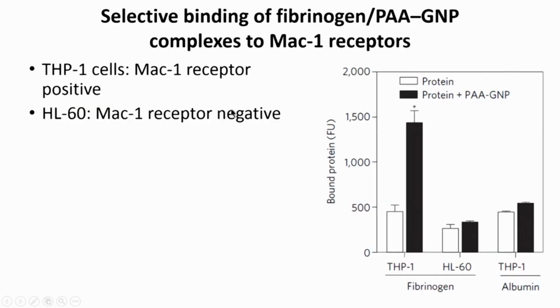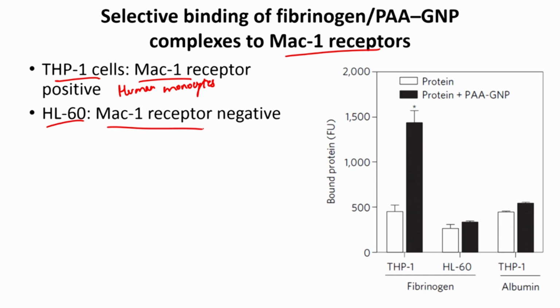Then they have shown that this fibrinogen has selective binding for your MAC1 receptors. They have used THP1 cells which are essentially a human monocytic cell line, and this THP1 has a MAC1 receptor, and then another one they have used is HL60 which does not have a MAC1 receptor.